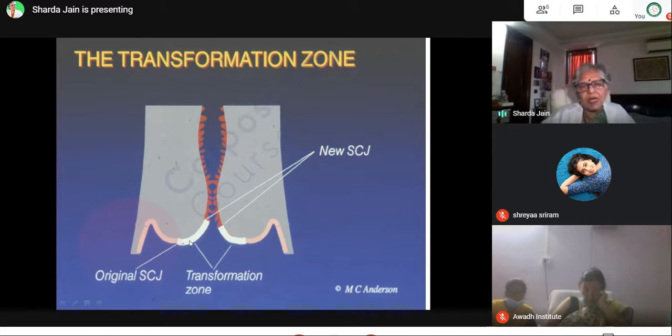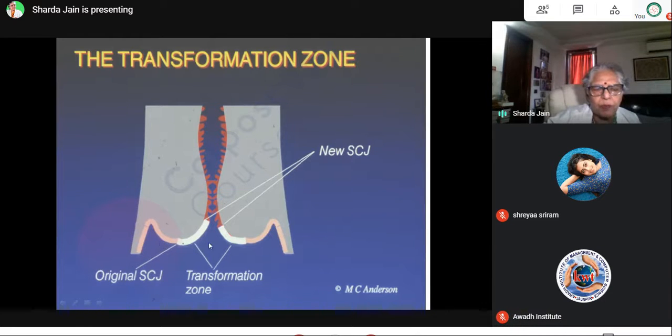And this white area which you can see was originally columnar epithelium. Now, with exposure to the vaginal acid, it is trying to become mature squamous epithelium. On the left hand side and the right hand side of the white area, you can find the mature squamous epithelium. But the white area has immature squamous epithelium. Patches of mature and immature squamous epithelium will be there. And this whole white area between the new squamocolumnar junction and the old squamocolumnar junction is called the transformation zone.